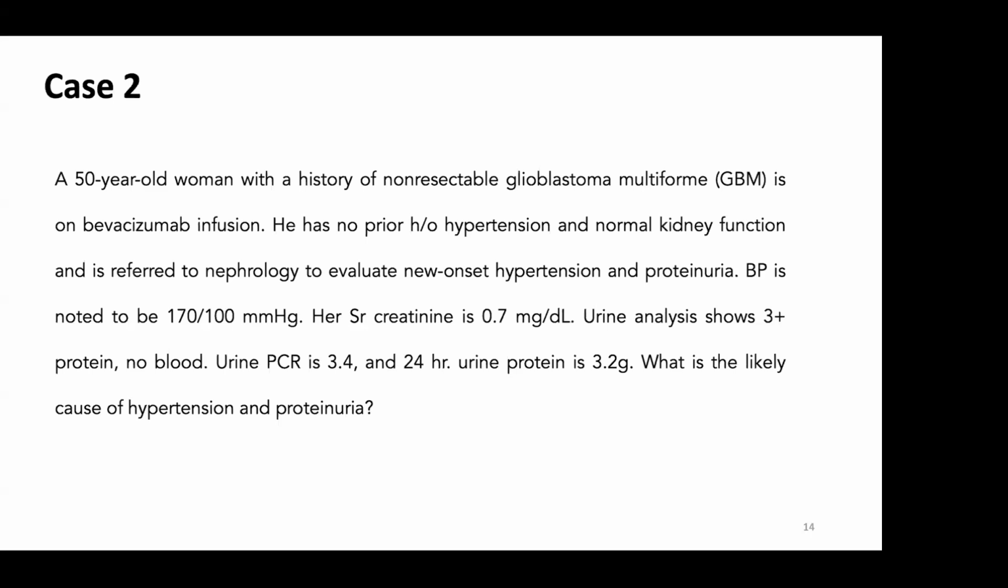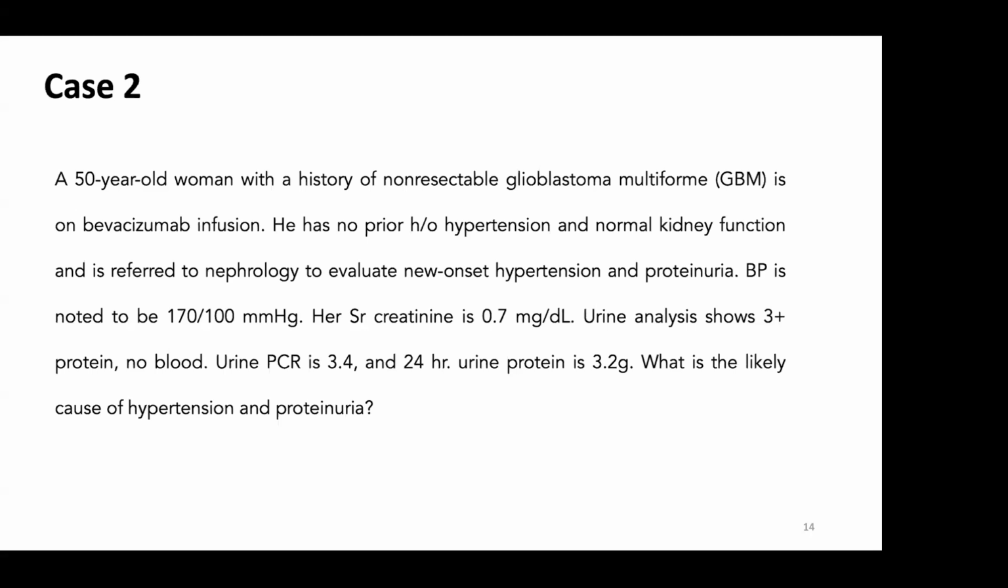Blood pressure after the initial 2 doses of Avastin is noted to be 170/100. Serum creatinine is well preserved. Urine analysis shows 3+ proteinuria. Urine protein to creatinine ratio is 3.4, which is a significant amount of proteinuria. A 24-hour urine protein confirms the same. So what is the likely cause of the hypertension and proteinuria in this patient?